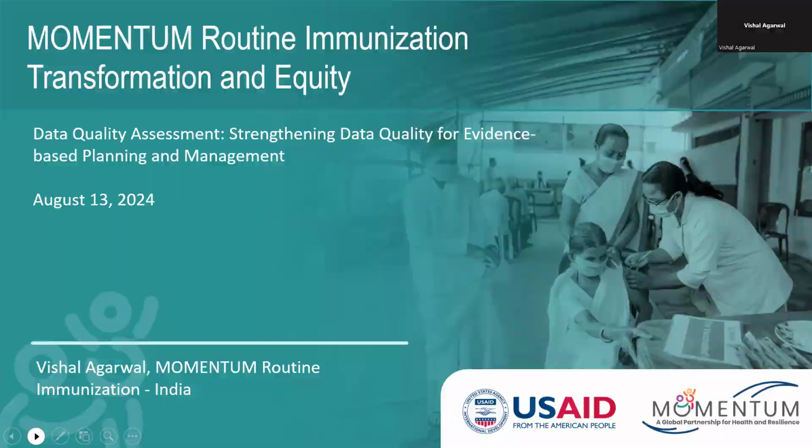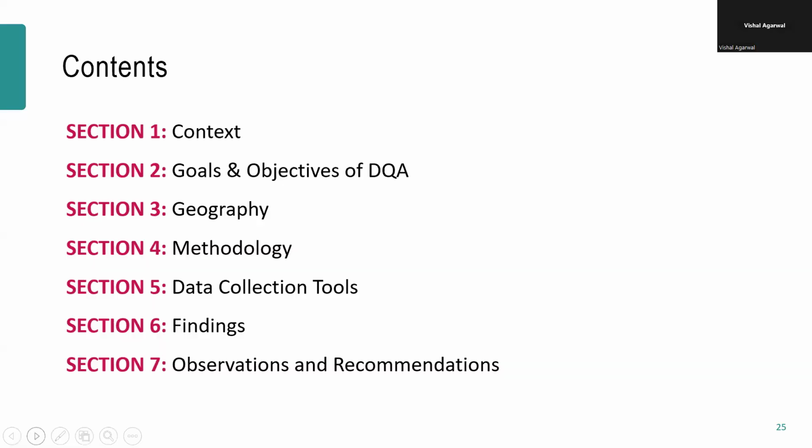Next slide, please. So in this section of the presentation, we will discuss the data quality assessment we have done in India so far. The contents of this presentation are the programmatic context of data quality assessment, the goals and objectives of data quality assessment, the geography where we have done this assessment, the methodology we adopted, the data collection tools used for data collection and analysis, some findings of the data quality assessment, and finally the observations and recommendations after the DQA. Next slide, please.